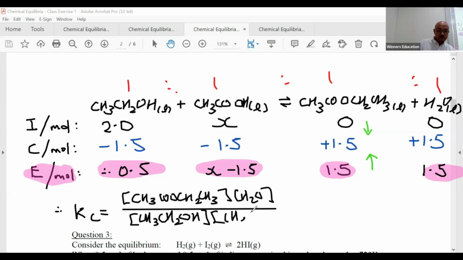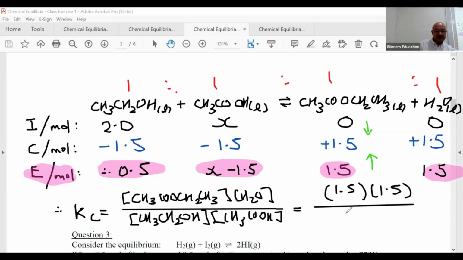Wait, they're all in the same volume, right? Yeah, that's a very good question. All in all, what is this? By right, this is 1.5, 1.5, right over left. So 0.5, x minus 1.5, and they tell me the value is 4.0. My job is to find x. Once I find x, I can find the mass.